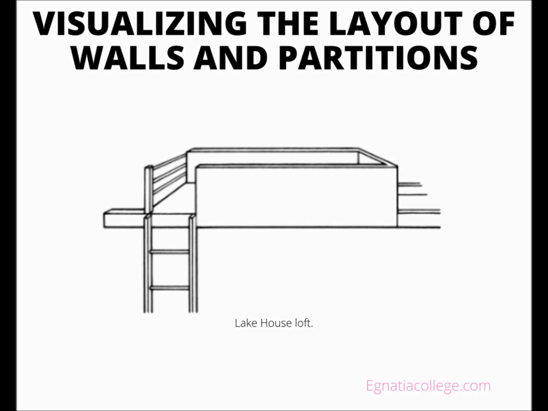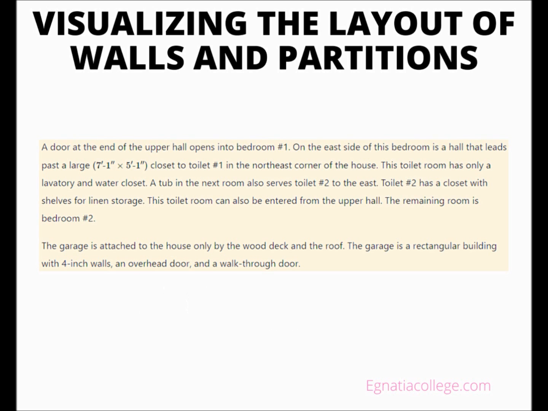The loft is suspended on 2 beams of 1 3/4 inch by 9.5 inch LVL. The north and south sides of the loft are enclosed by a wall 2 feet 6 inch high. The east and west ends have a railing. A door at the end of the upper hall opens into bedroom number 1. On the east side of this bedroom is a hall that leads past a large, 7 feet 1 inch by 5 feet 1 inch, closet to toilet number 1 in the northeast corner of the house.